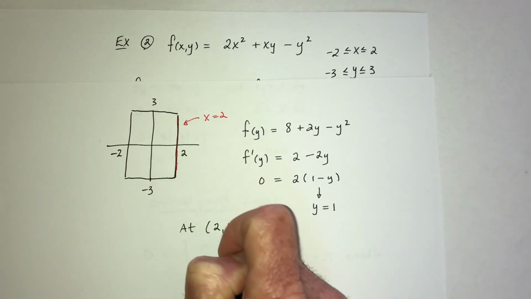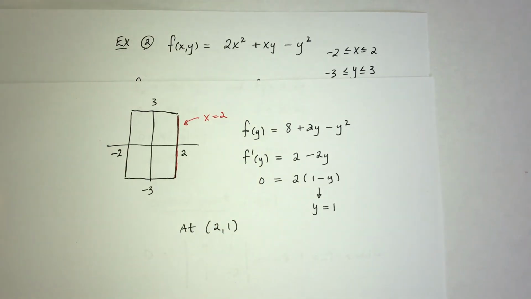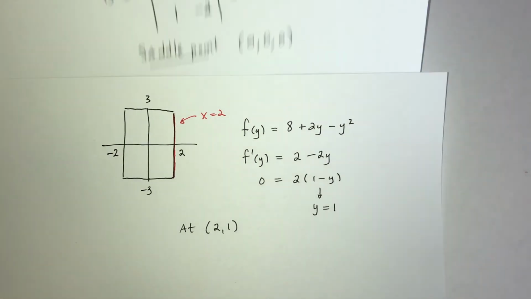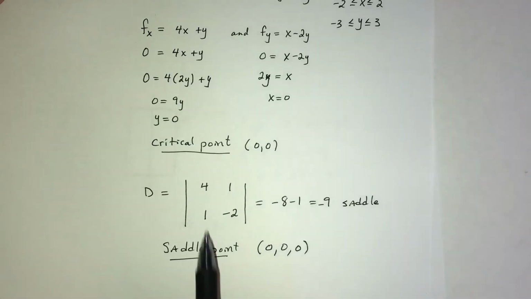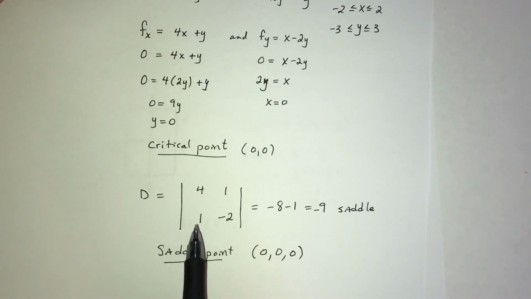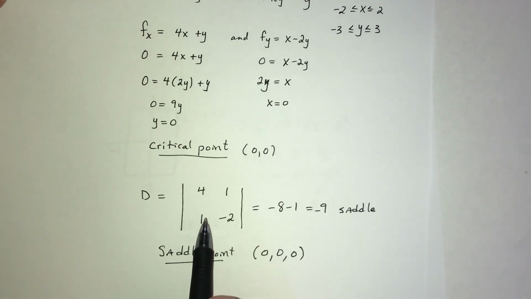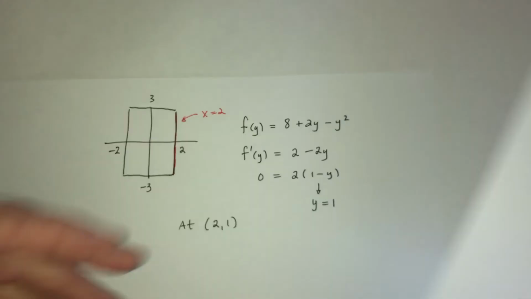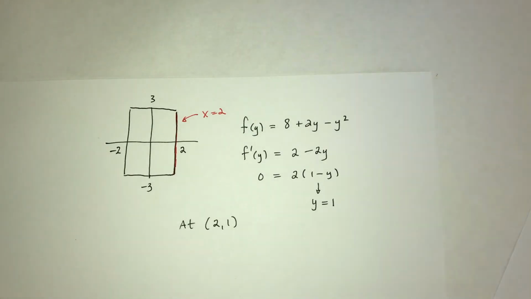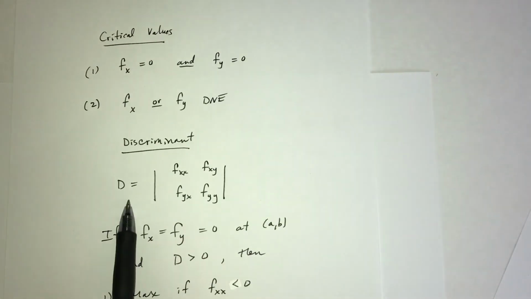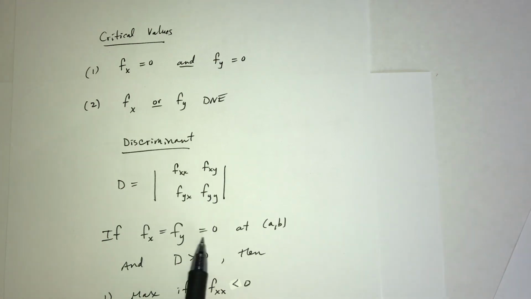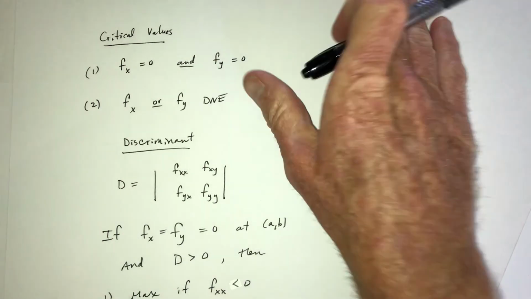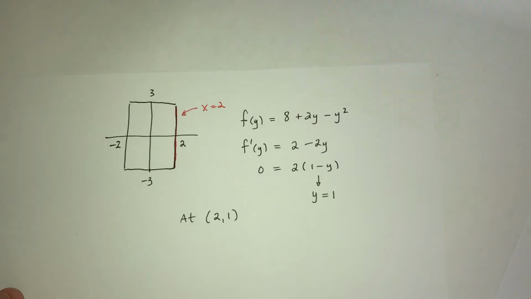So x equals 2 and y equals 1. So then what's going on? Well, you might think, let's go ahead and do the discriminant. But the thing with the discriminant is you have to know that the first derivative equals 0. So in order to use the discriminant, you have to know that the first derivative equals 0. I mean the first partial derivatives.